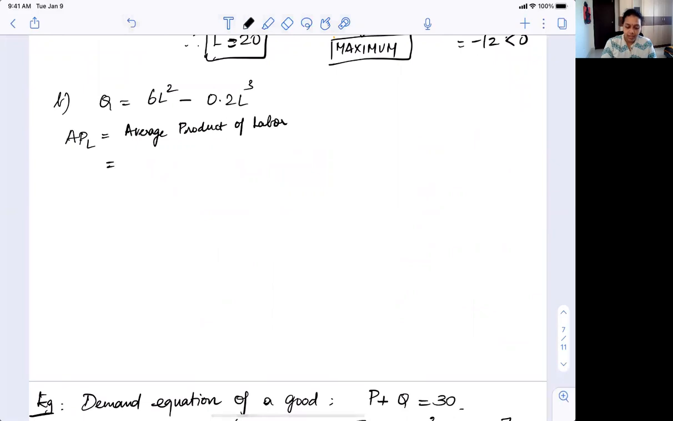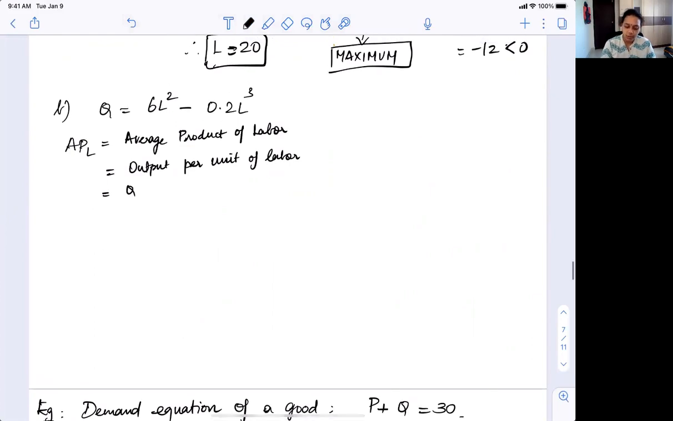And it is just actually the output per unit of labor. That is what it is. That is what your APL is. Now, therefore, if it's output per unit of labor, we know APL is actually just Q by L. So let's write down the APL function.